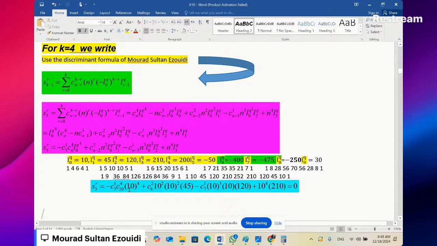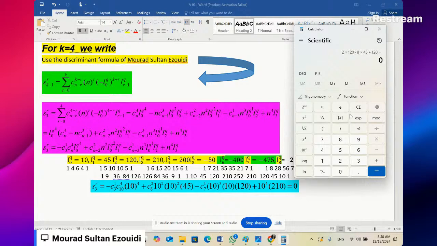Now you see 10 raised to the power 4. 10 squared times 10 squared means 10 raised to the power 4. 10 cubed times 10 is 10 raised to the power 4, and 10 raised to the power 4. So I'm going to ignore all these common factors and put them outside the bracket, so it's clear for you. Now we'll just focus on the first coefficient, plus this multiplied by 45, minus combination 7 choose 1 multiplied by 120, plus 210. So I will use the calculator, learners.